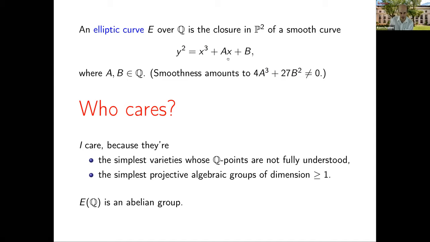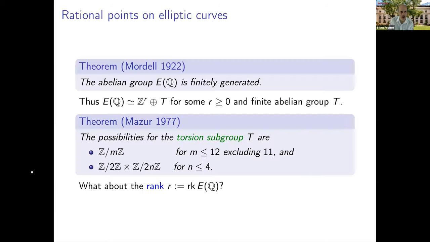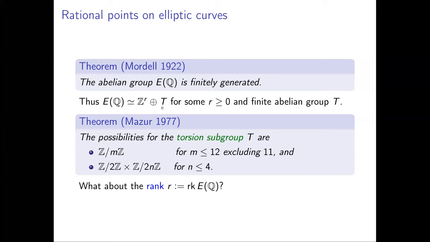All right, and because it's a group variety, because it's an algebraic group, the rational points also form a group, and the group law is commutative, so you get an abelian group. It's an old theorem of Mordell, conjectured even earlier, that this abelian group is always finitely generated. Mordell proved that in 1922, and if you know the structure theorem for finitely generated abelian groups, it must be of this form: a direct sum of a power of Z and a finite abelian group. And this finite abelian group is called the torsion subgroup.